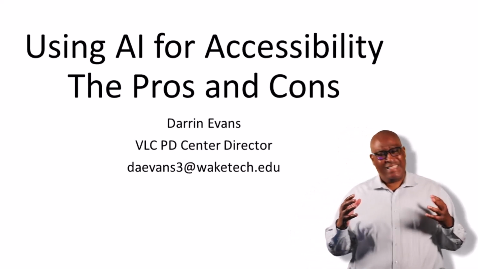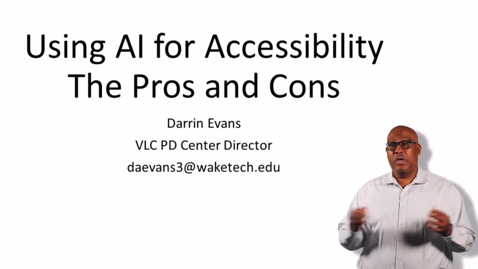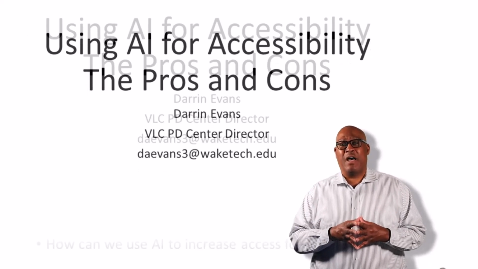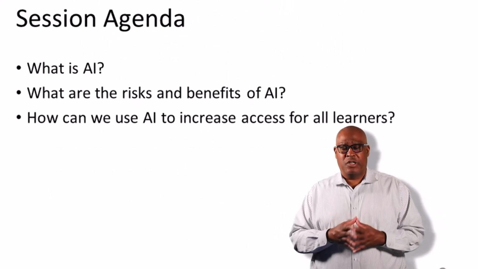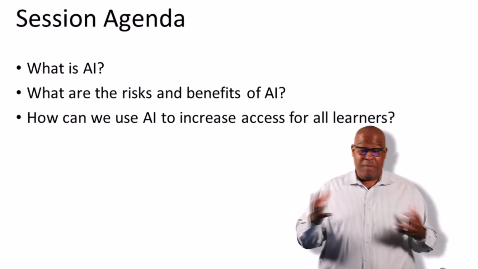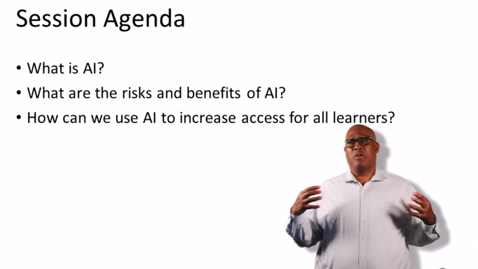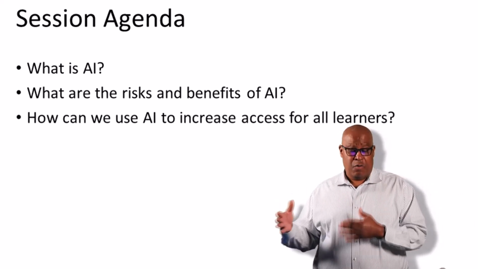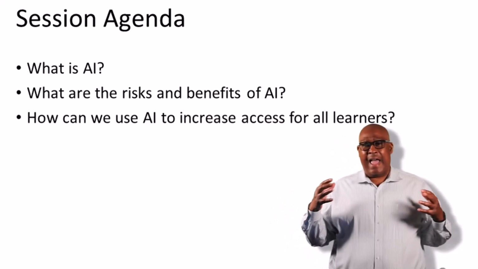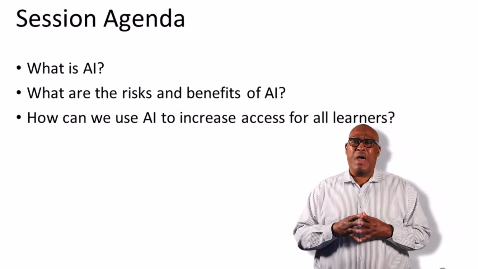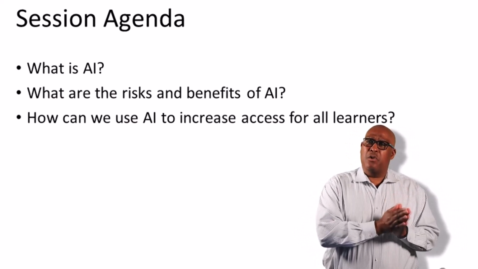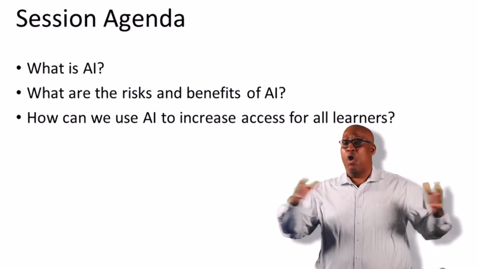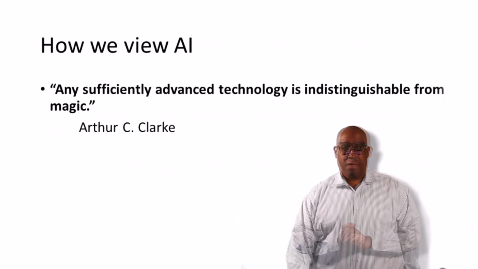And our agenda today is threefold. I want to sort of explain to you what AI is, sort of demystify what we mean by artificial intelligence, and how that term is used and maybe misused a little bit. I want to talk to you about the risks and the benefits of using AI for accessibility. And then I want to talk about ways and tools we can use that are AI-based that increase access for all learners, not just those with disabilities.